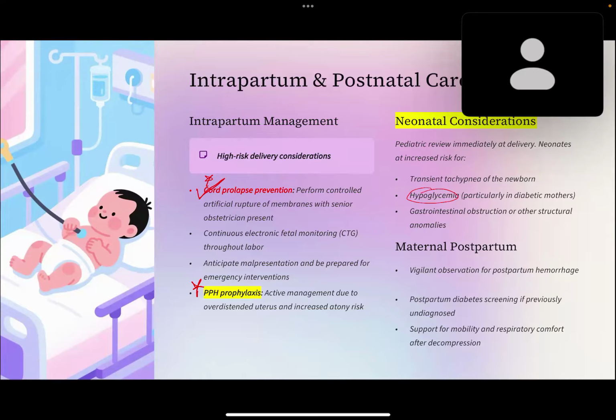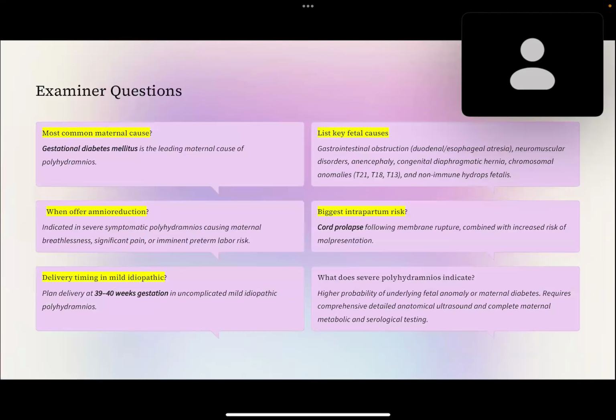You have to rule out anomalies with the anatomical survey again with the pediatrician. They will check the patency of the anal sphincters, all the sphincters, and whether they are taking the feed or not. They will keep them in NICU for observation. But hypoglycemia, please highlight. Then for the mom, prevention of PPH, VTE, and contraception.